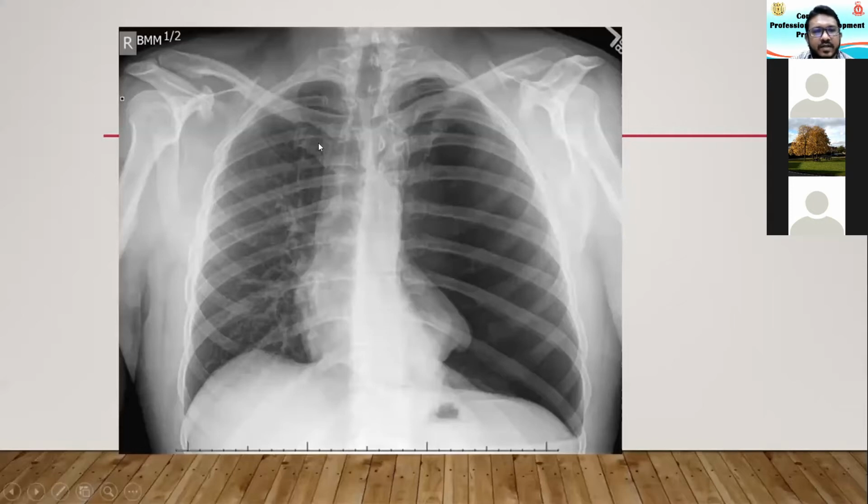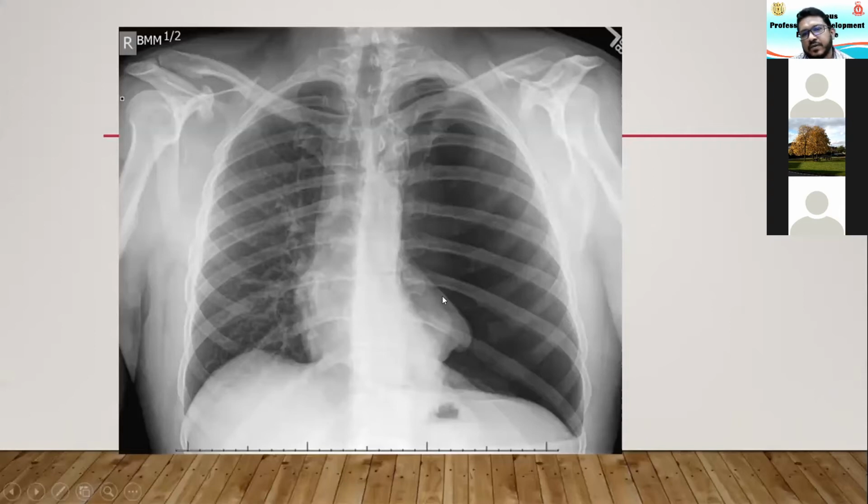And on the right side, there are fairly good lung markings. You can trace them up to the chest wall. There is a good costophrenic angle. The ribs look fine. And when it comes to the left side, there is hyperlucency with absence of lung markings. These are the usual lung markings that you can see, which are absent on the left side. And there is minimal, if at all, mediastinal shift to the left side.